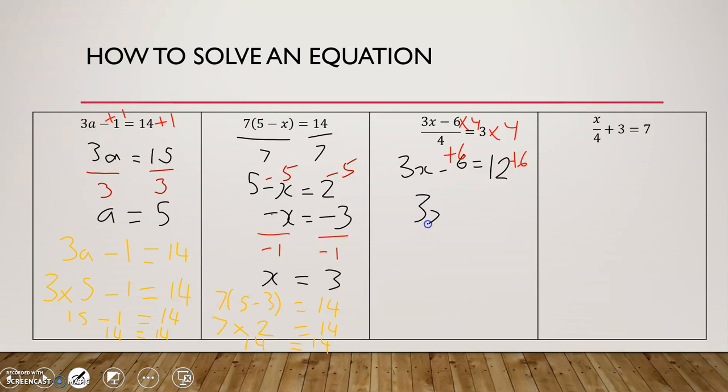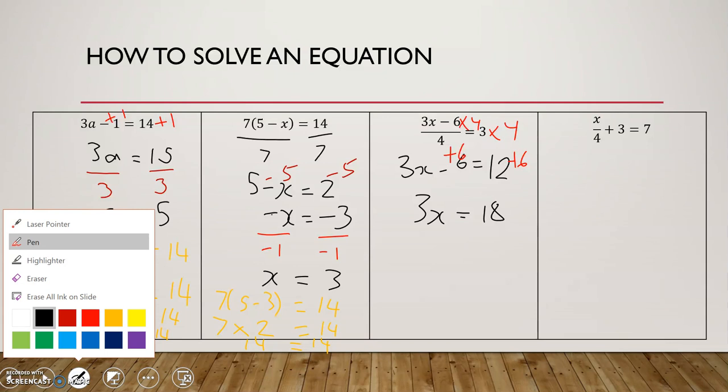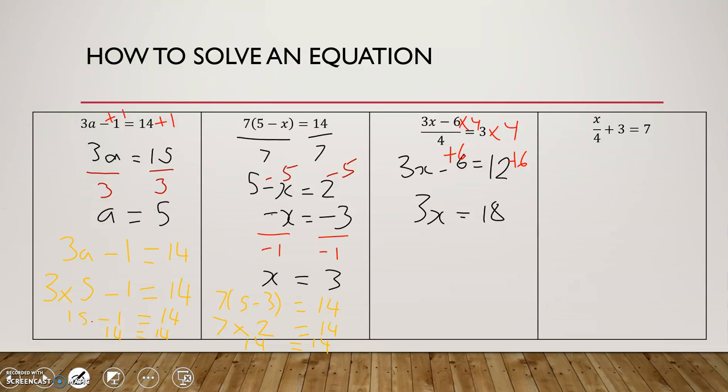So I have 3x equals 18. Now remember, if that 3 is right next to the x, the operation in between is a multiplication sign. So it's 3 times x equals 18. So in order to move the 3 to the other side, my opposite operation is to divide. So I need to divide both sides by 3. So that means that I have x equals 6.